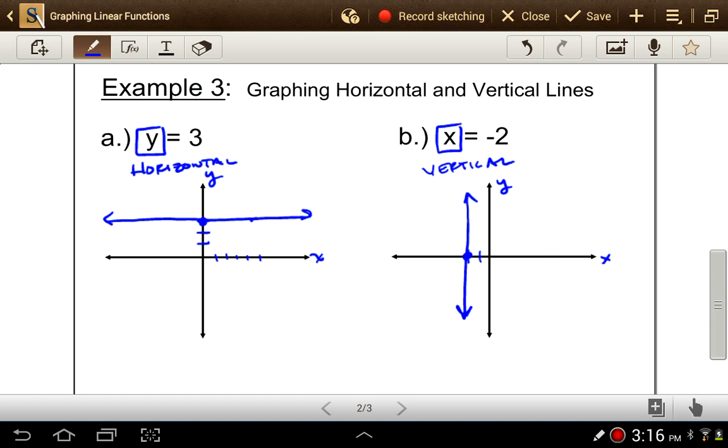So you have to look. If there's only one variable in your problem, it's either going to be a horizontal or vertical line. Y equals something's horizontal, x equals something will be vertical. Okay. If you need to pause, go ahead. Otherwise, I'll be moving on to my next example.